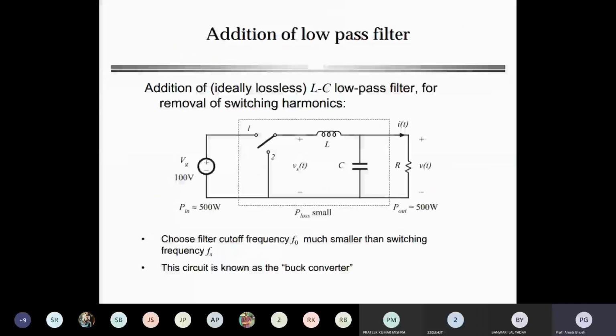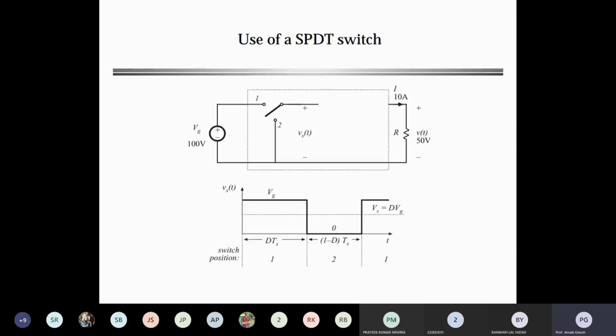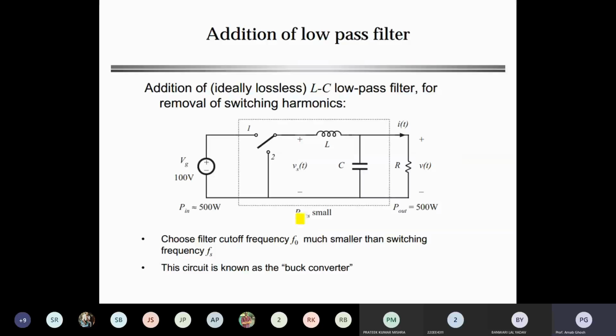So, selection of the cutoff frequency and the relation between the switching frequency and the cutoff frequency. After that, I took an example like a buck converter. Initially I did not select the filter, meaning the LC filter. After that I selected an LC filter, and finally we calculated the power. It was concluded that power loss is very small for the switching converter, because you can see the input power is about 500 watt and the output power is also about 500 watt. So you can conclude that power loss in the switching converter is very low.